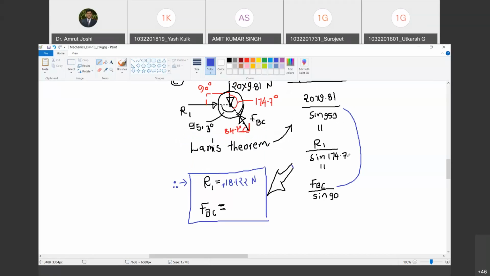Sir, it will be 196.9. What we can do is R1 by sine 194.7 is equal to FBC by sine 90. So FBC is equal to that, and R1 by that, so R1 is found to be 18.1. 195.20, right? Yes. 196.9. You use the second and third equation, is it? Yes, I use the second and third equation.